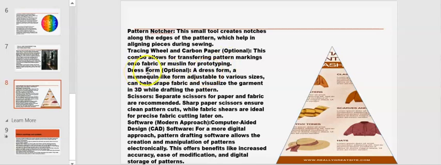Another one is a dress form. A dress form is a mannequin-like form, adjustable to various sizes, that can help drape fabric and visualize the garment in 3D while drafting the pattern. So yeah, you get it.